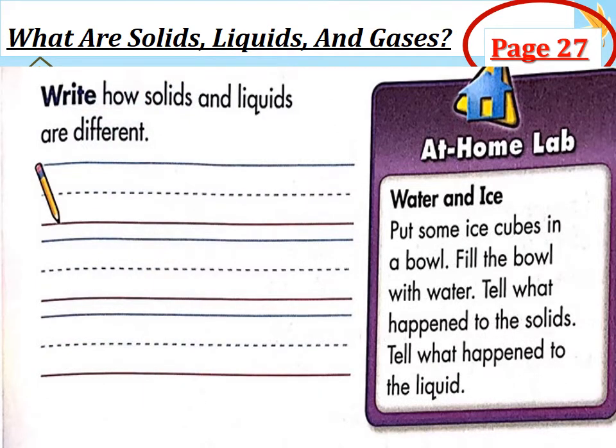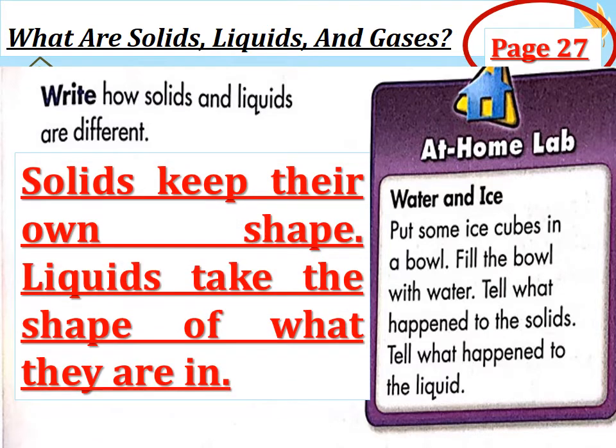Here in page 27, we are about to compare. Okay, write how liquids and solids are different. Write it here. Okay, do you have your answer now? Can you share it? Very good. So, solids keep their own shape. Liquids take the shape of what they are in. That's how they differ. Alright? Good job.